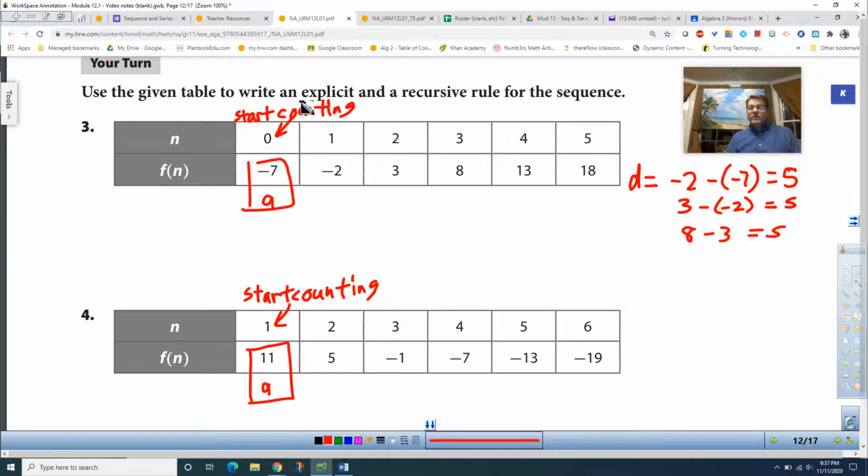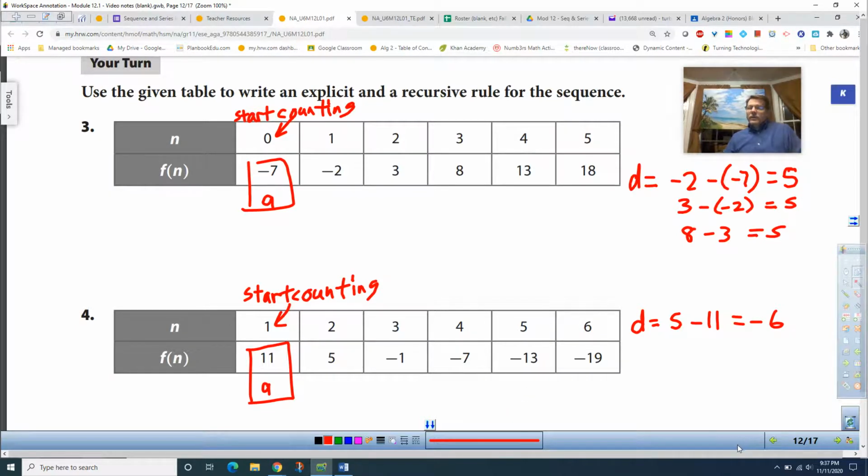And for explicit, you're going to drop the minus 1. But for recursive, no big deal. We leave our n minus 1. And then over here, what's our D for this one? Well, I just finished telling you, skip around the negatives. Oh, here we go. We can still do this. So it's 5 minus 11. That gives me negative 6. And that's what the other ones will be too.